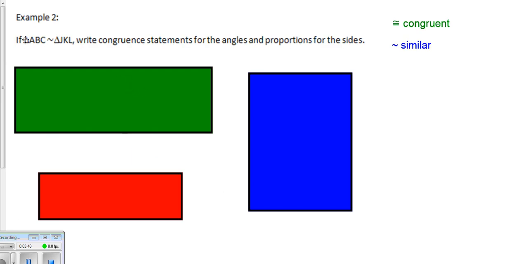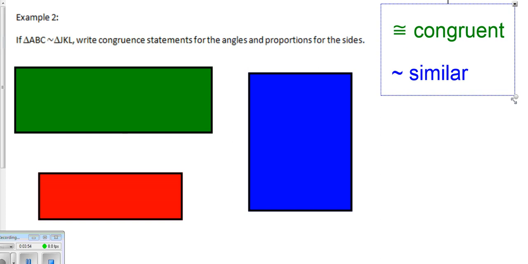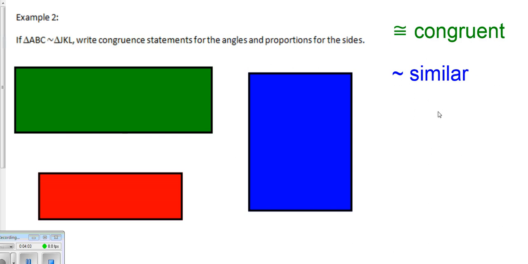Example 2, we have 2 different triangles, ABC and JKL. They have this little squiggly line in between them, and it's just one squiggly line. I want to come over here and go over some notation real quick. I can make that a little bit bigger. When it's the one squiggly line over the equal sign, that's when they are congruent. Remember, congruent means they are exactly equal in all things. If it's just the one squiggly line, that means they are similar. So this notation right here is saying triangle ABC is similar to triangle JKL. They're not congruent triangles, they are similar.